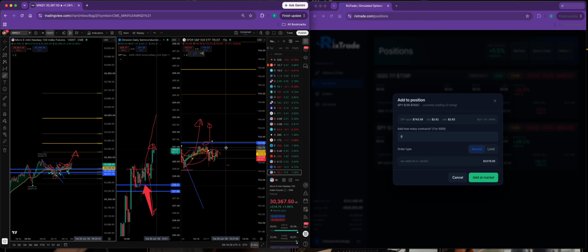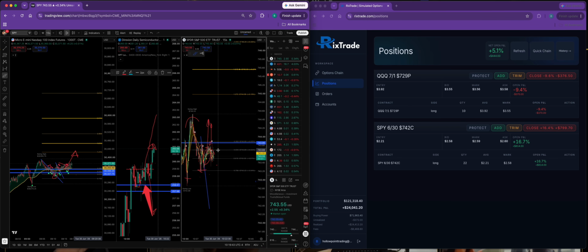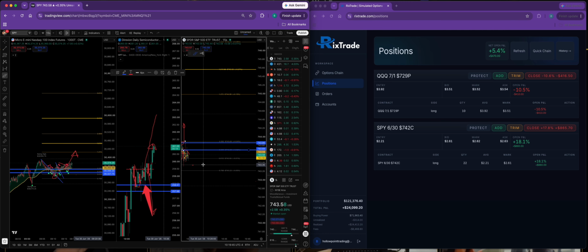Is that a 50% line? So we rejected our 50% line here on SPY. Not great here. So we rejected our 50% line. So that's a rejection here. Bearish until we reclaim 743.69 here. I'll be right back.